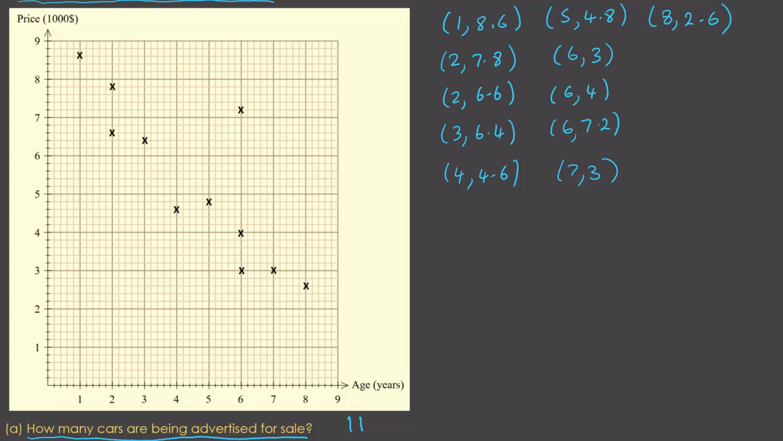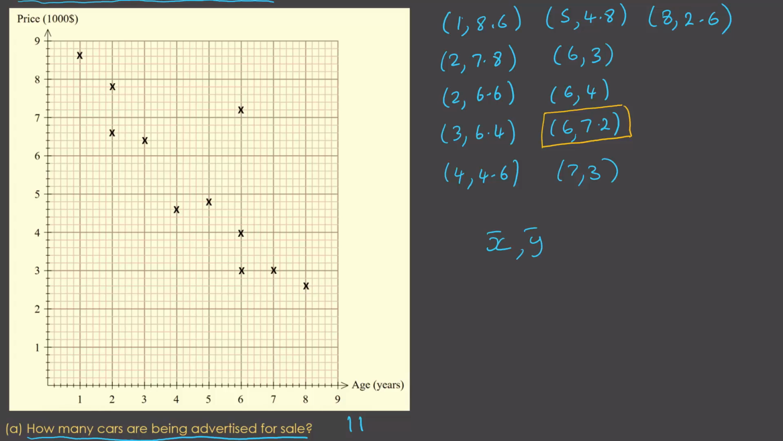Now note the 6, 7.2, that was the point that we identified as not fitting. It may be in some circumstances that you need to remove that one from your calculation of the line of best fit. But for now, we're just going to leave it in. Now, how do we calculate the mean? Well, we add up all the x's, so 1 plus 2 plus 2 plus 3 plus 4 and so on, and divide by 11 because there's 11 pieces of data.